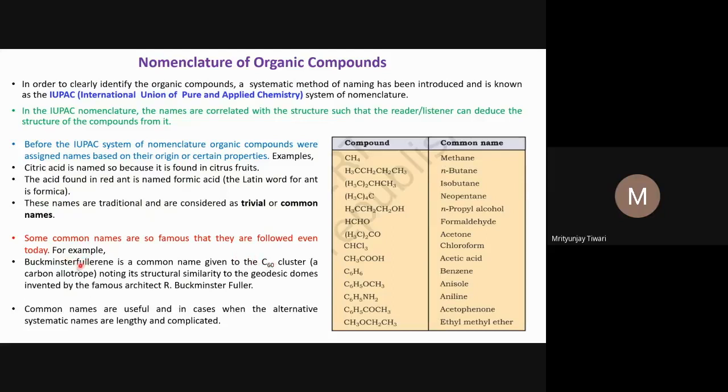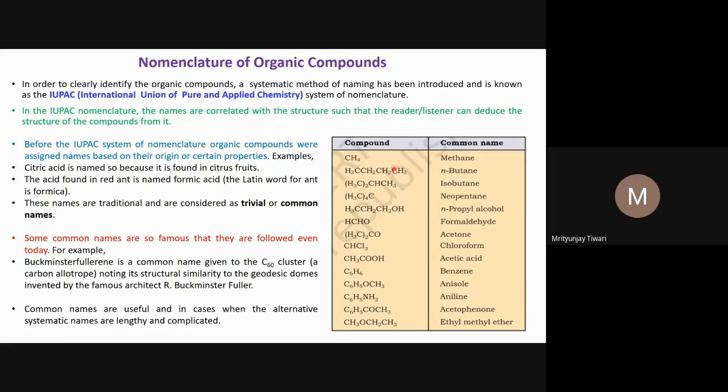For example, Buckminsterfullerene is the name of C60. This is a common name, given based on the name of the discoverer, Buckminster Fuller, and this name is still used for C60. Some other common names, for example methane, CH4, are still used today.